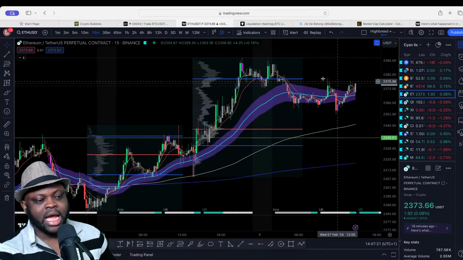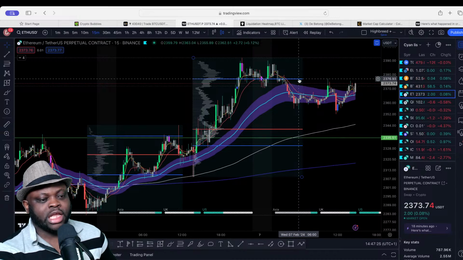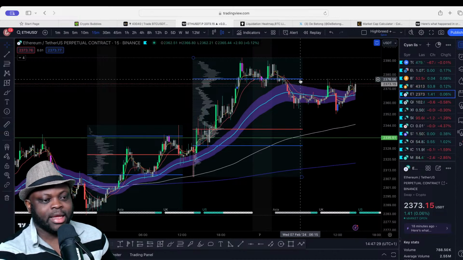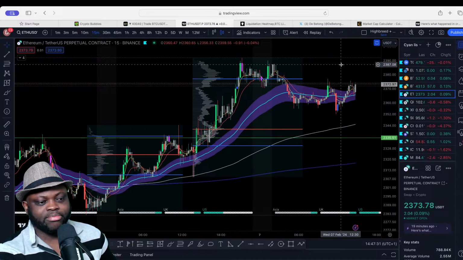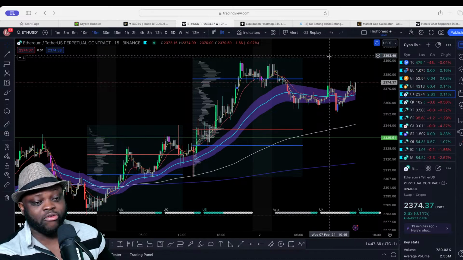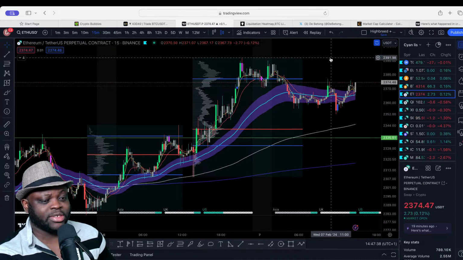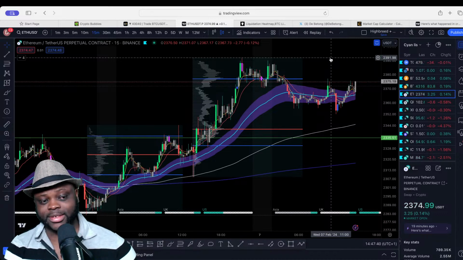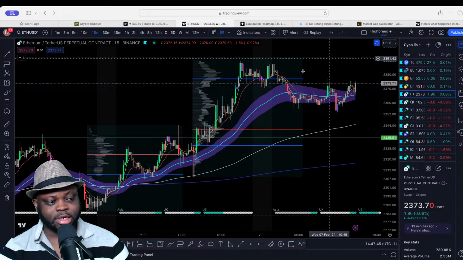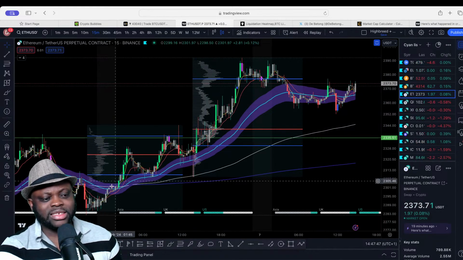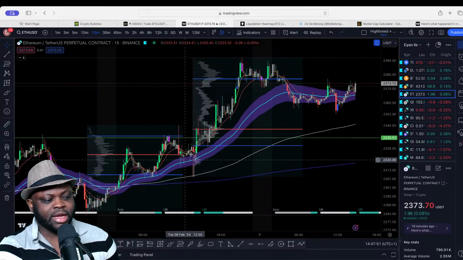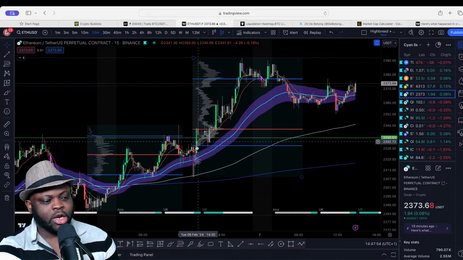Now, Ethereum has been rejecting this zone. This is the value area high, if you look at the volume profile. If price breaks above and retests it, then we can see Ethereum move right up to $2,500 per Ethereum, or $2,450. So knowing this, you can also see that Ethereum has been recovering these vector candles as well. You can see this one was recovered, this one was recovered, this one was recovered.